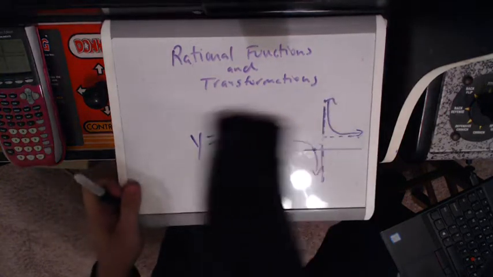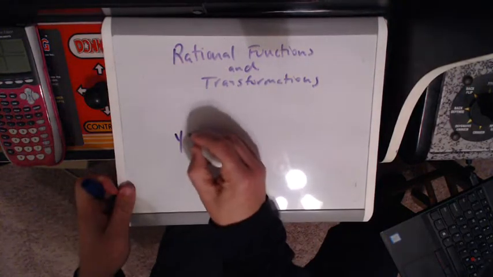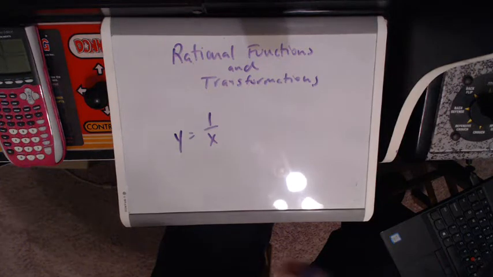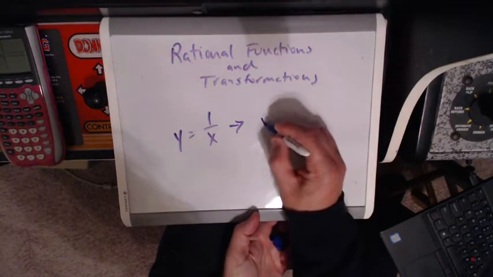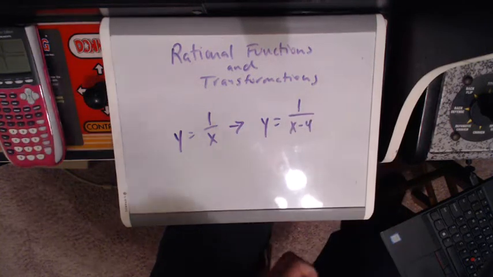Well, we could also do something like this. Say you have that original graph, like y equals 1 over x, okay? And let's say I go in there and I do something like this: y equals 1 over (x minus 4), something like that, okay?